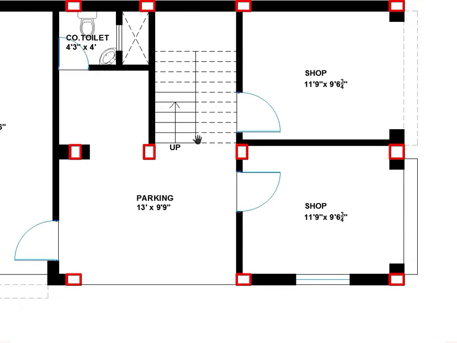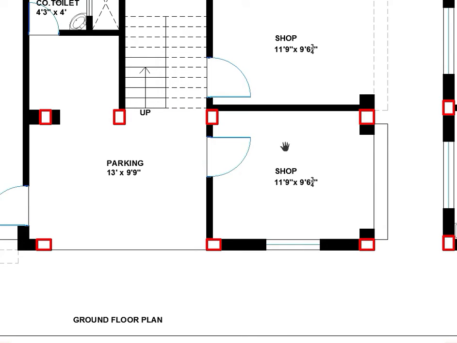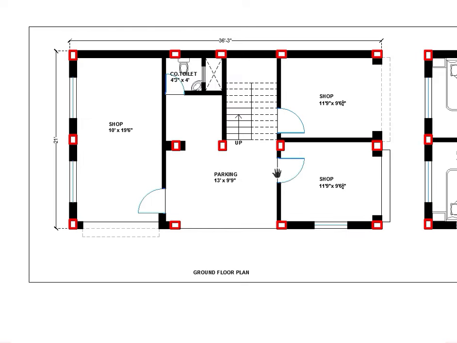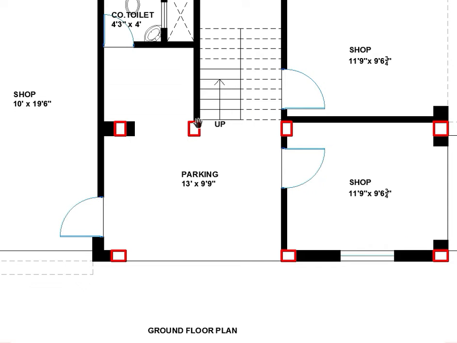Here is the staircase that goes to the upper floor, and this one is the other two shops, which are the same in size and shape. This shop is 11 feet 9 inch by 9 feet 6, horizontally here to here 11 feet 9, and vertically 9 feet 6 inch. And here we provide a revolving shutter, and here is the back of the private entry.